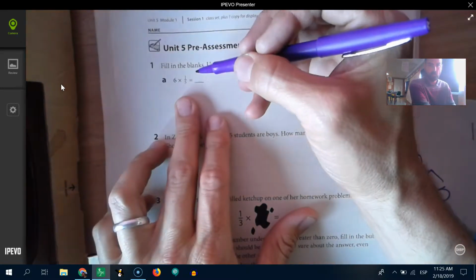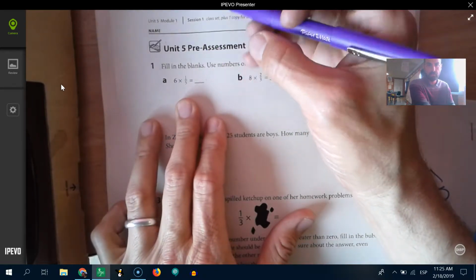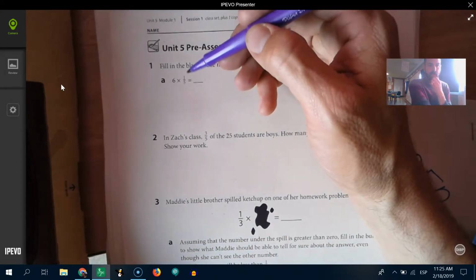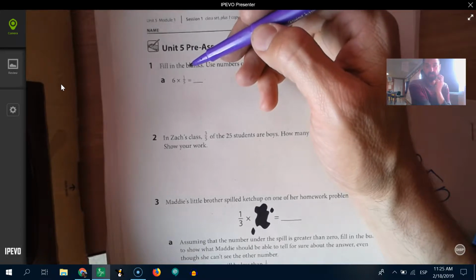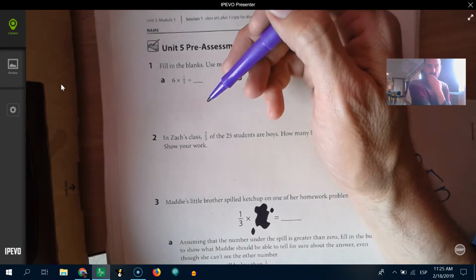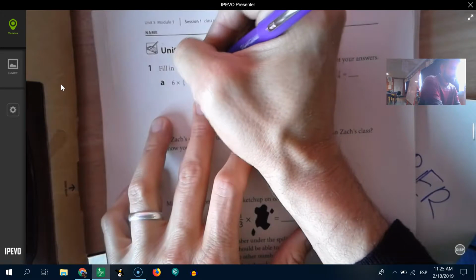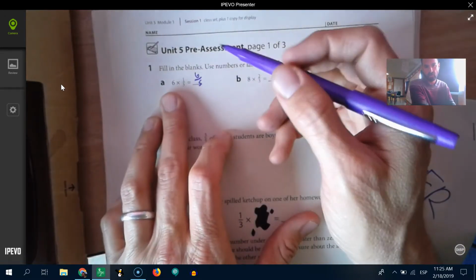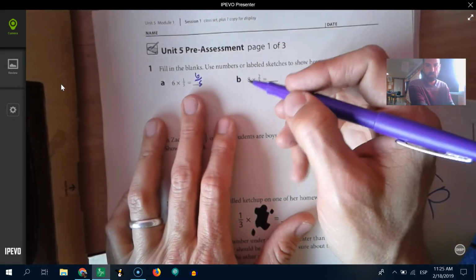All right, so 6 times 1/5. I want to think about this. Is there anything I can do to make this problem easier on me? If I halve and double, it would be 3 and 2/5. I don't see anything there. 6 sets of 1/5. I think this is just 6/5. 6 times 1 is 6 over 5. So 6/5.